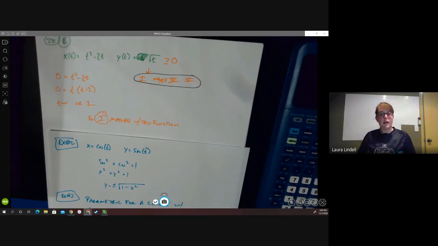Okay, so those are just some strategies you can use to narrow down if you're trying to match parametric curves with their function without using a calculator. That's a way that you can do it. Looking for places where x is 0, places where y is 0, things that you can tell from the function about x and y. And that's pretty much everything that we covered in class today.